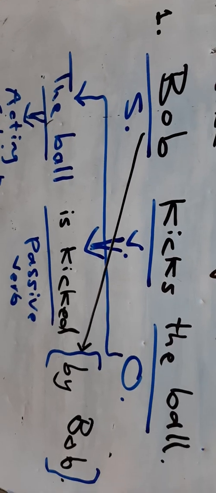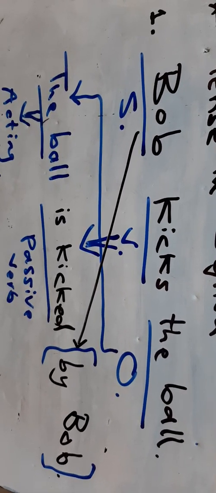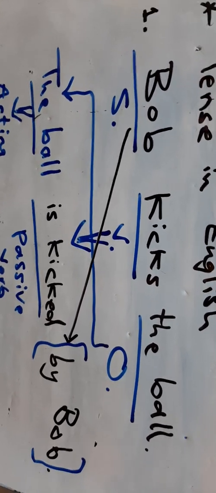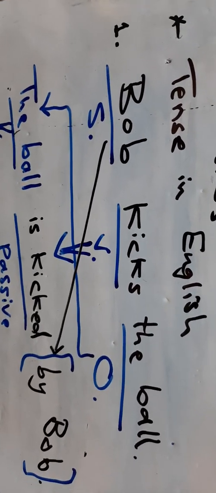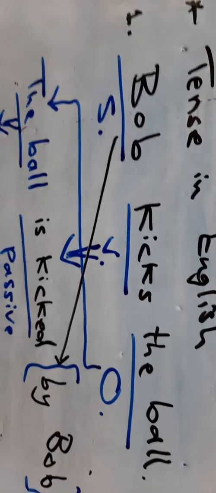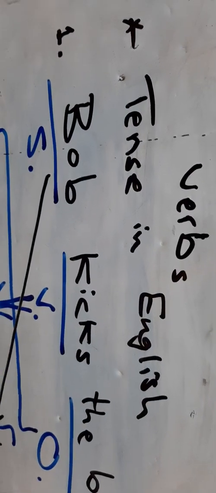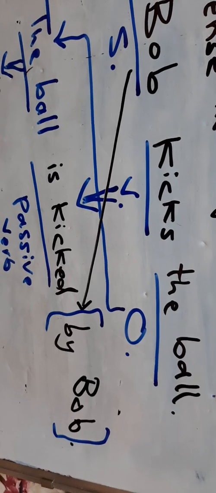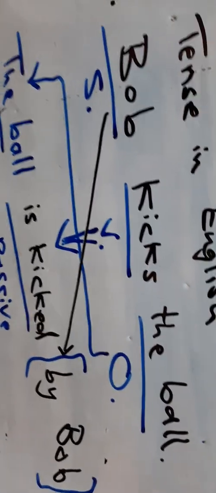As you can see, we have a verb of to be, is, followed by the past participle of the verb. The verb of to be depends on the object which comes at the beginning. If it is singular, we use is. If it is plural, we use are. If it is I, we use am. The subject Bob is mentioned at the tail of the passive sentence, but it is preceded by the preposition by, because it is the agent here.